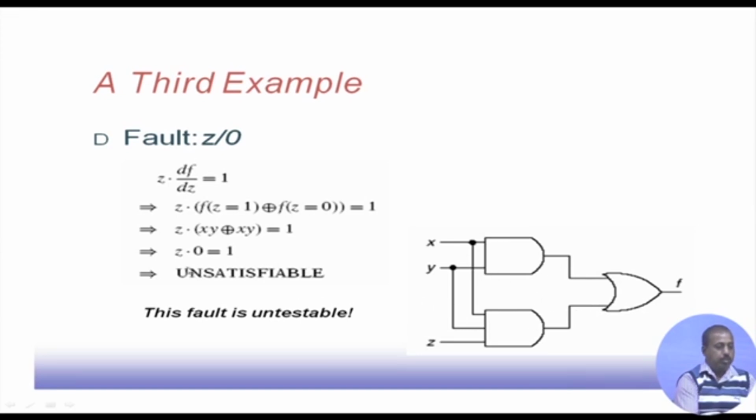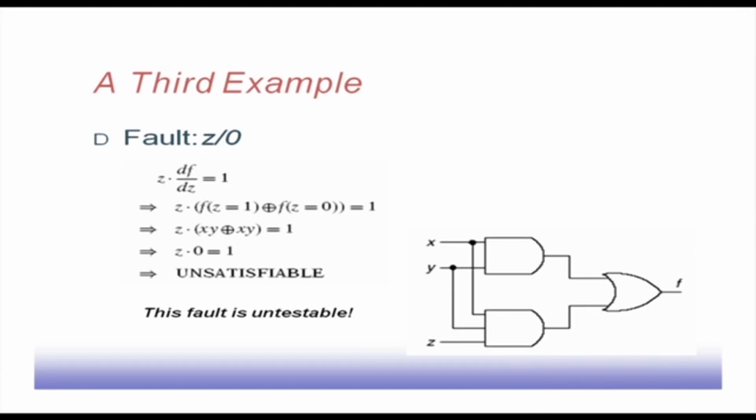So, this is x y. So, this is x y XOR x y equal to 1. So, x y XOR x 0. So, you see that we want z and 0 to be equal, which is not satisfiable. So, if it is not satisfiable, naturally I cannot have any test pattern that can detect this particular fault, z stuck at 0. So, this becomes an untestable fault.